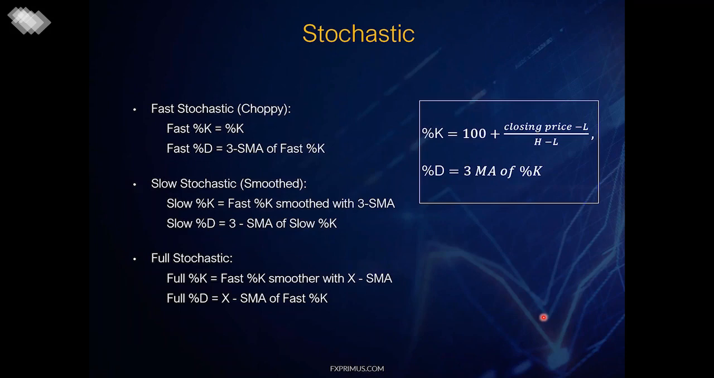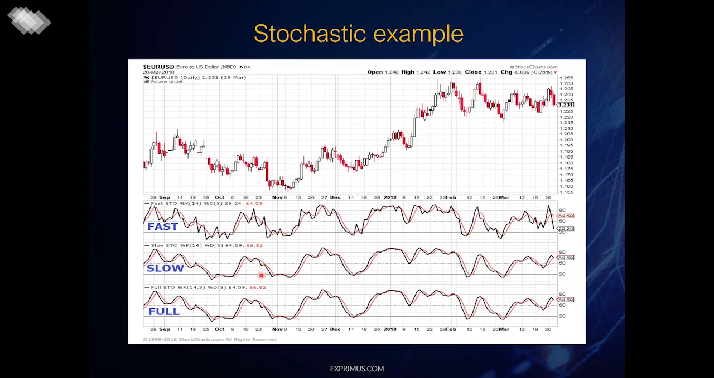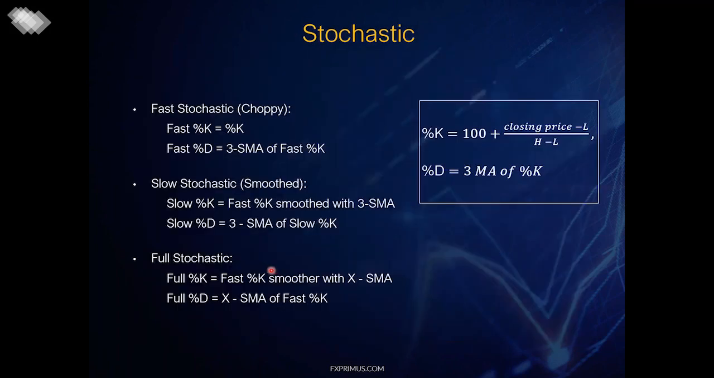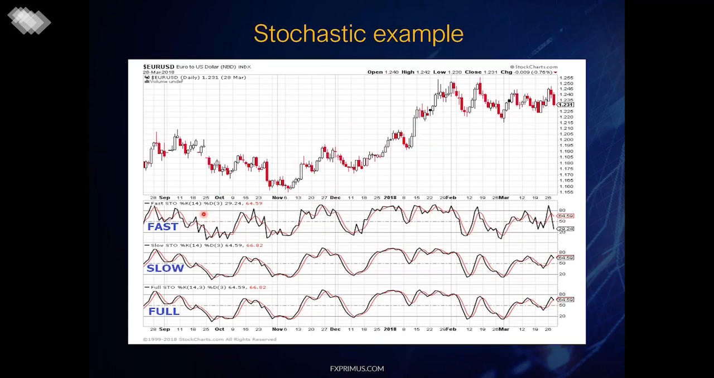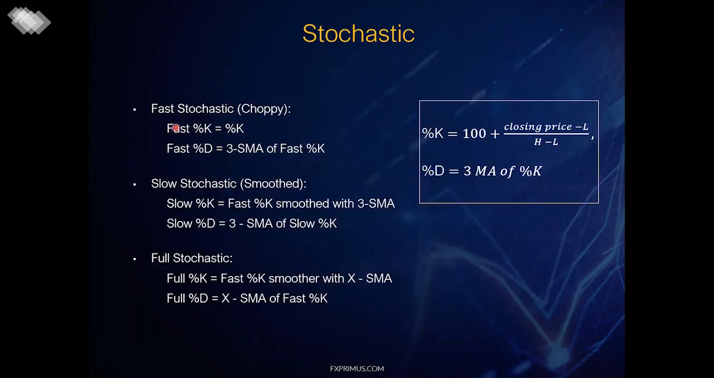Now, the fast stochastic, as I said, is the choppy one. We get the fast K and the fast D, which are the K and D lines, okay. Don't forget these two signal lines, K and D. The fast D is the 3 SMA of the fast K. For example, if we have 14 and 3, the fast K is 14. The fast D would be the 3 SMA of the fast 14.